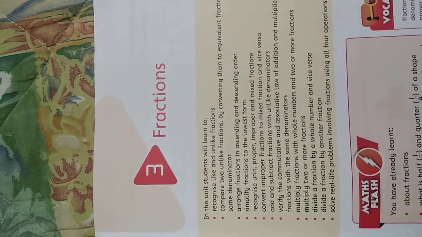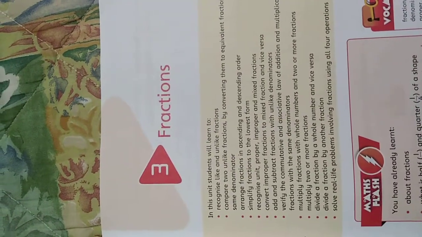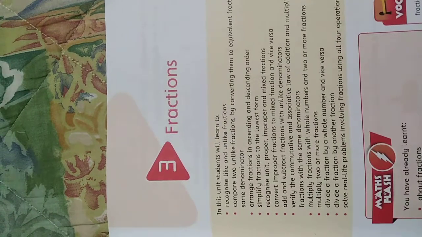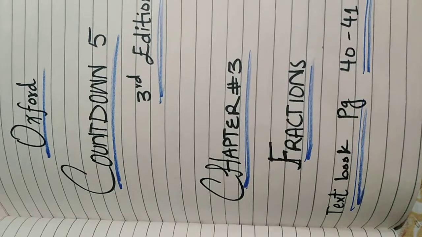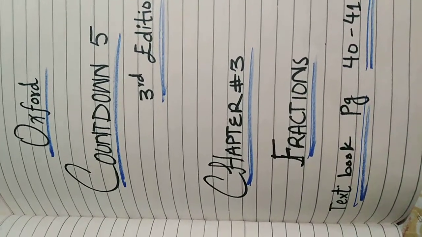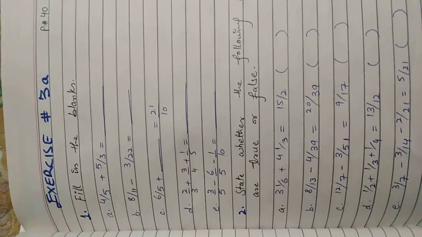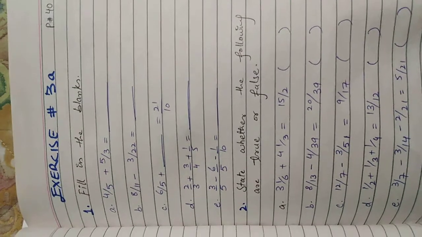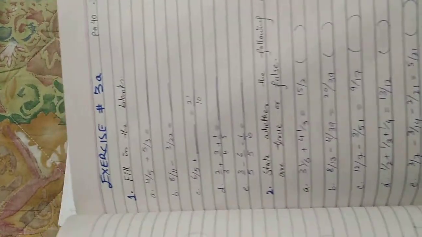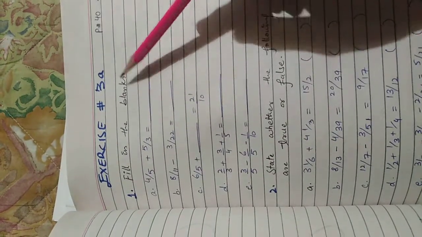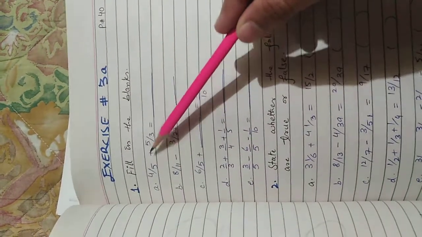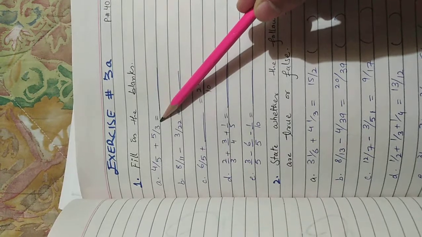Dear students, today we are going to start our new chapter number 3, that is fraction. Textbook page 40. Today we will cover question number 1, 2 and 3 of exercise 3A. Question number 1 is fill in the blanks. A part: 4 by 5 plus 5 by 3.